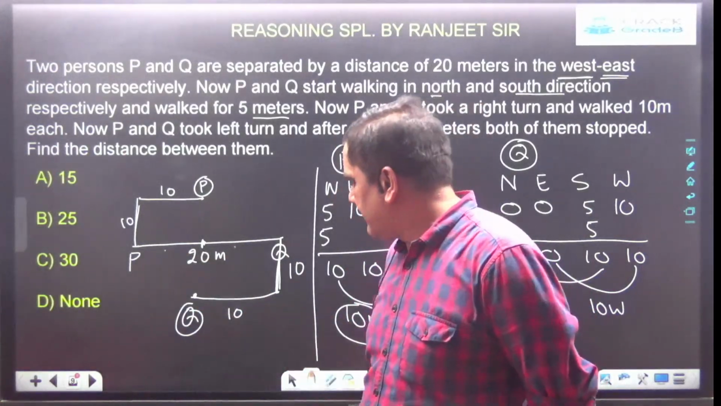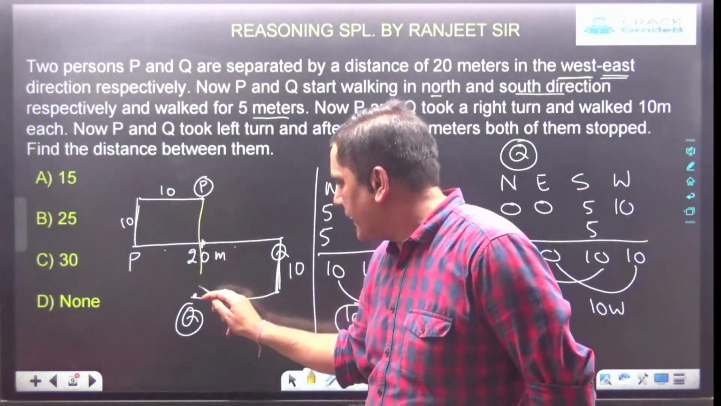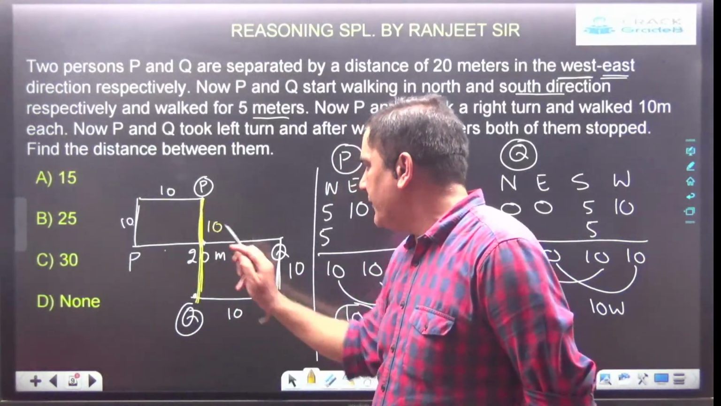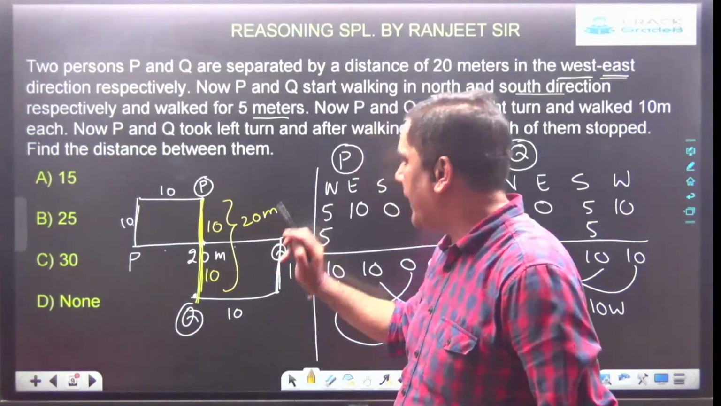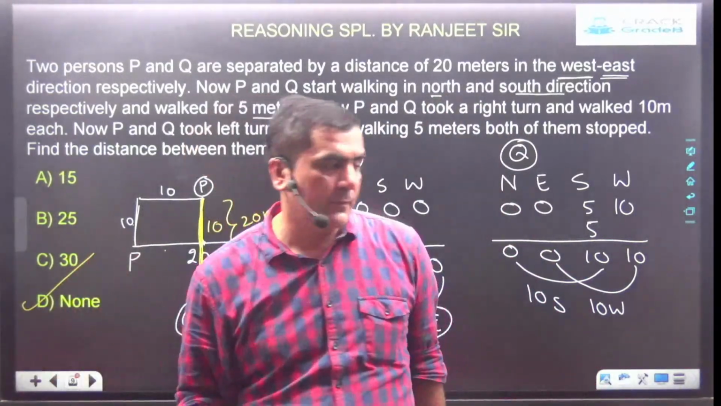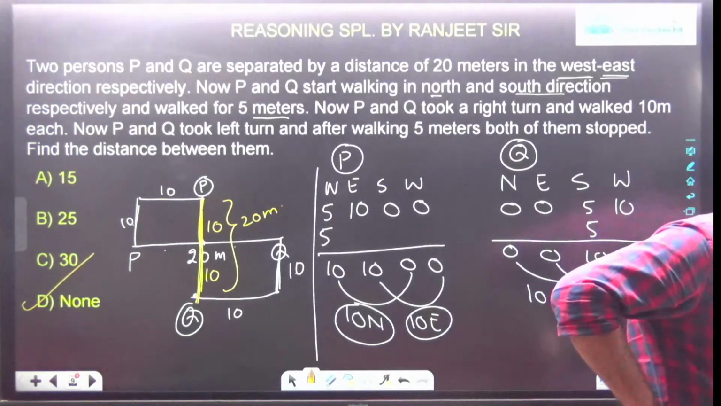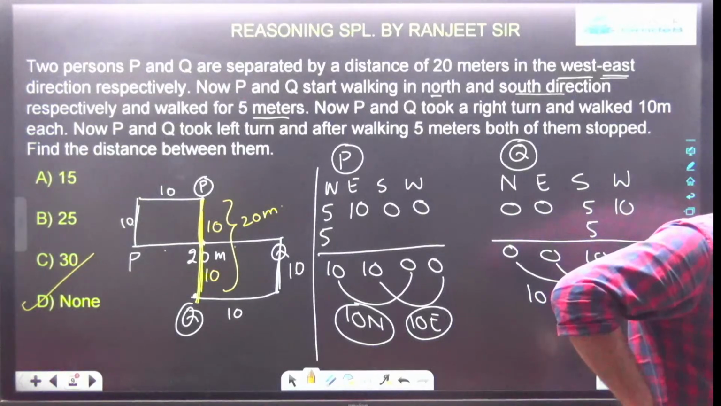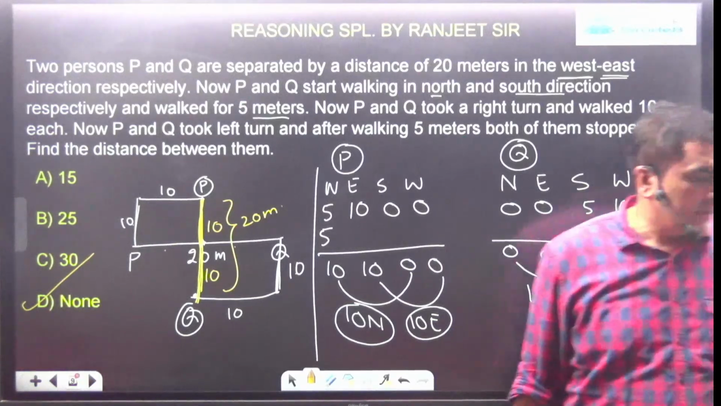Now you have to find the distance between P and Q. So P is over here and Q is over here. If I want to combine these two, this length we have to find out. Now if this is 10, this must be 10, and if this is 10, this must be 10. So the total distance comes out to be 20 meters. So as per me, the correct answer should be D. Nishant, I think the 25 is the wrong answer. Clear? Understood everyone?